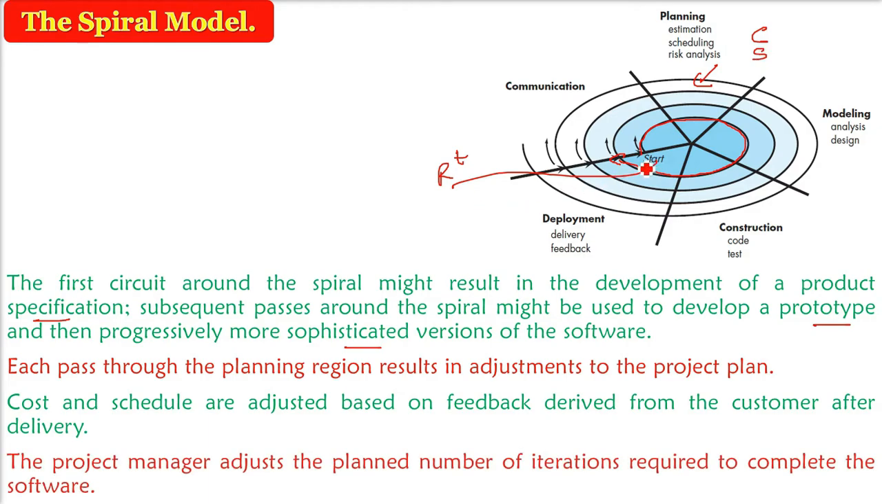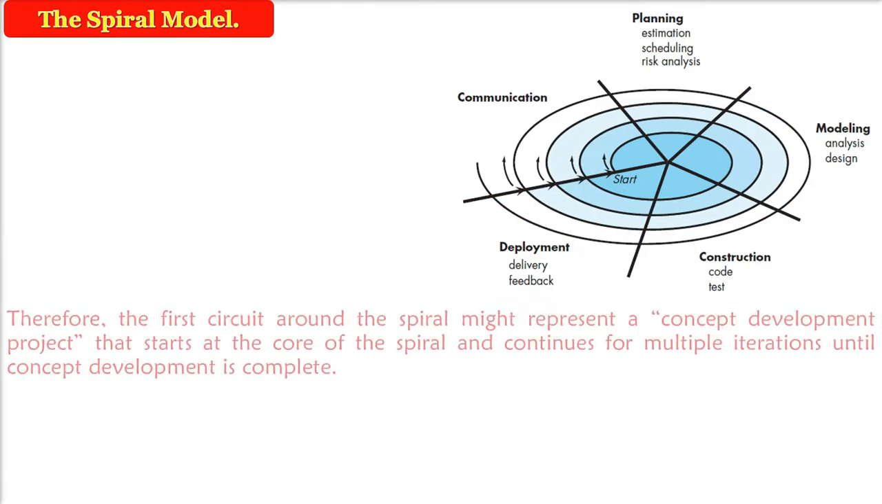Here a plan can be adjusted because you are getting the delivery, and you are getting feedback also. So the cost and schedule can be readjusted. Now the project manager will decide how many iterations it wants, because the spiral cannot go on and on. So the first circuit, as I said, can be called the concept development project. This is the core of the spiral.